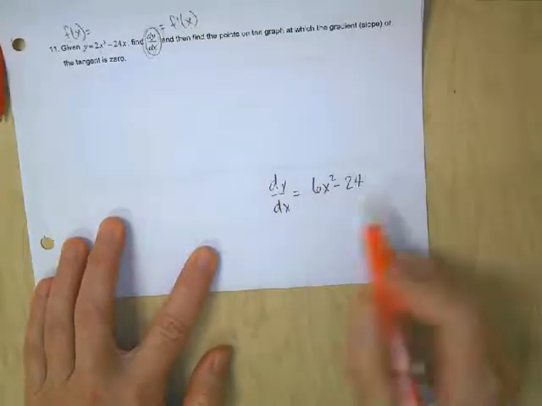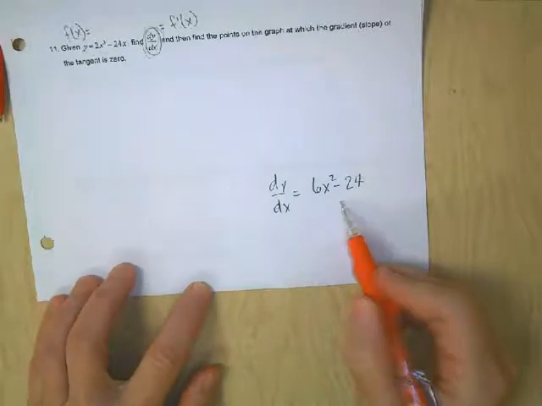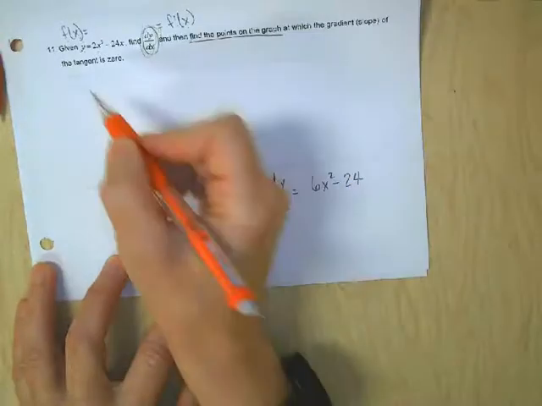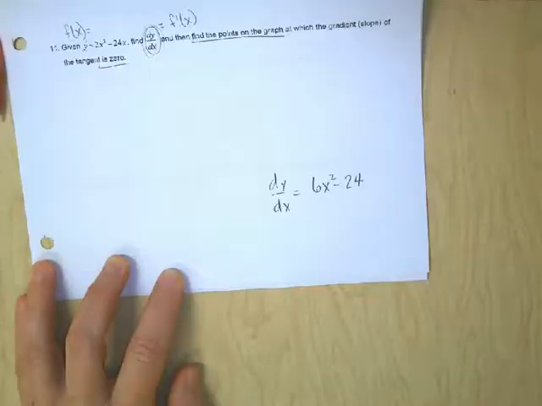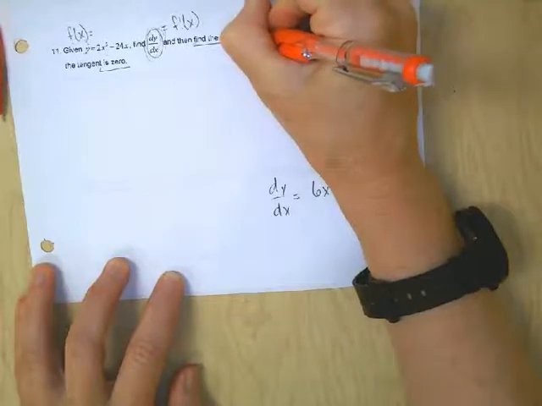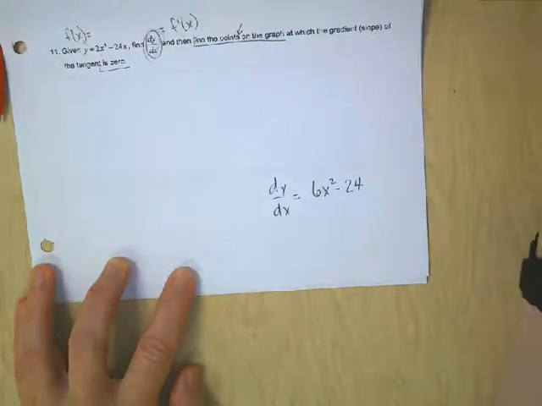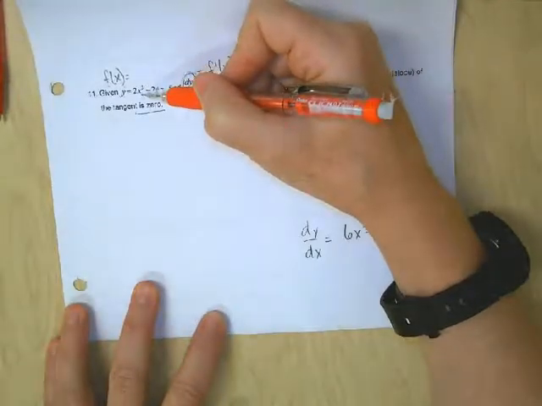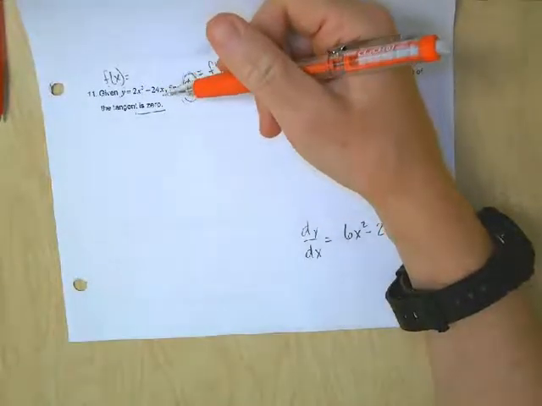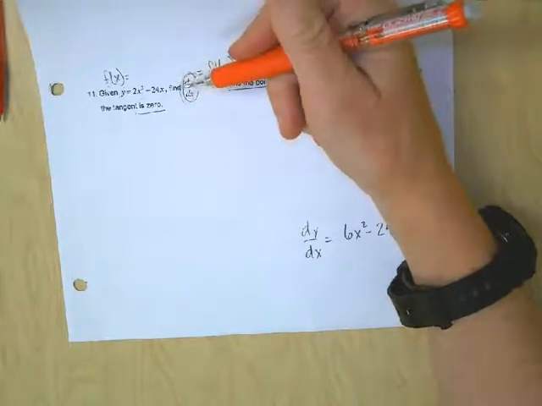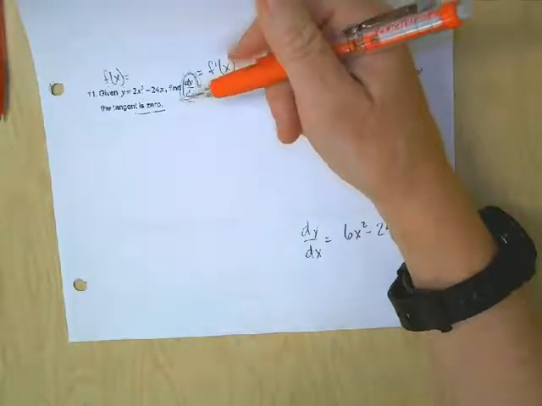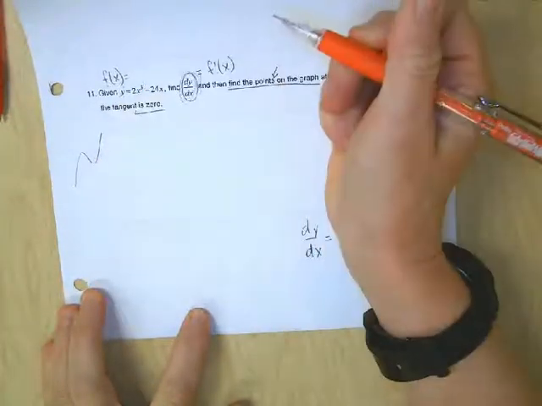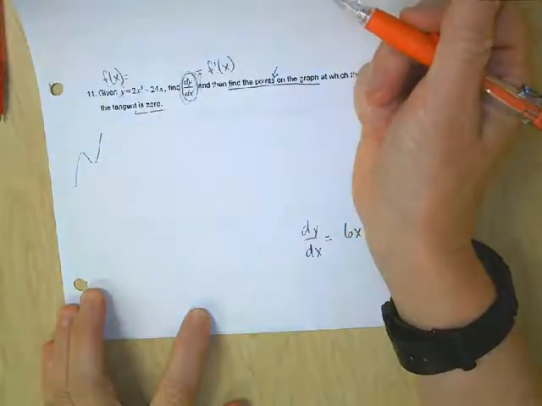Then you have to use this to find the points on the graph at which the slope is 0. The slope is 0. And notice it says points. There's more than one. Notice what kind of graph this is. X cubed. It's not a parabola. It's a cubic. So it's actually going to have 3 places on the graph where the slope is 0. If you put that into Desmos, it'll probably give you something like this. So it's an x cubed.